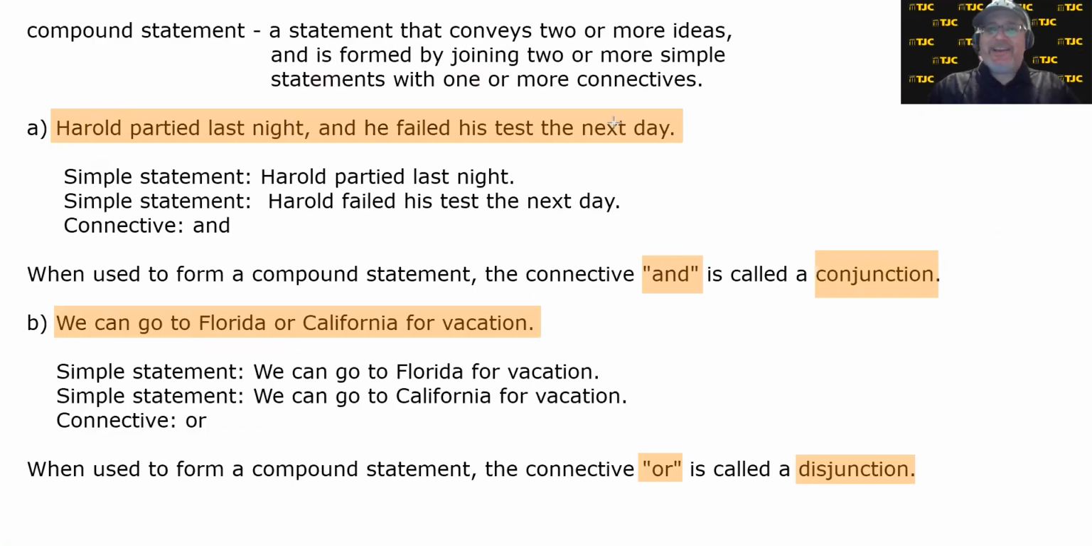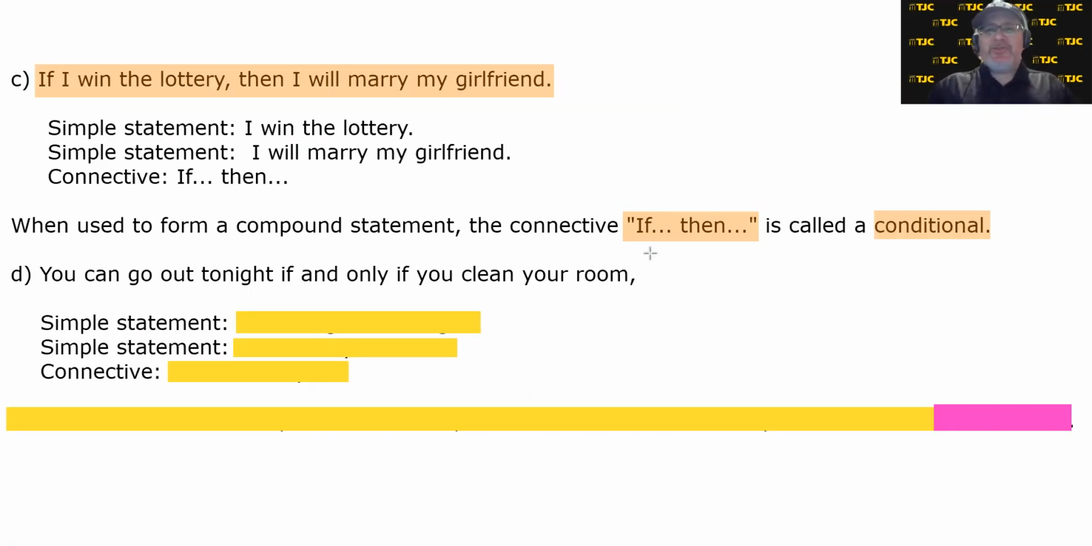Harold partied last night and he failed his test the next day would be a conjunction statement. That sounds funny. We can go to Florida or California for vacation as a disjunction statement. That also sounds funny to me. But just keep in mind that we can use the names of the connectives for either the phrases or the entire sentence.